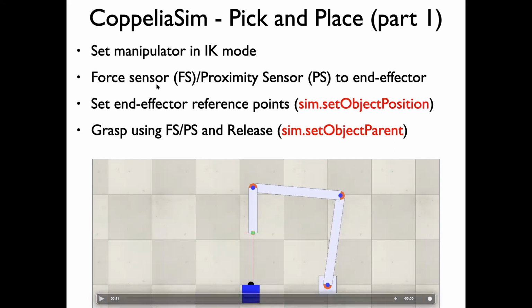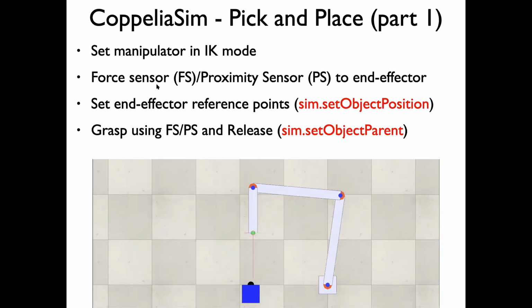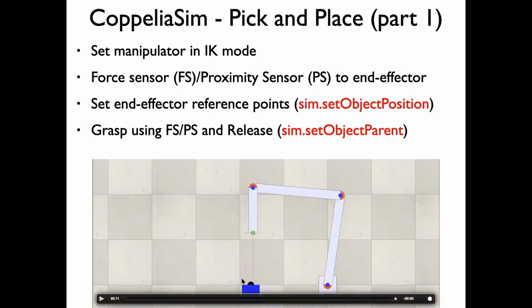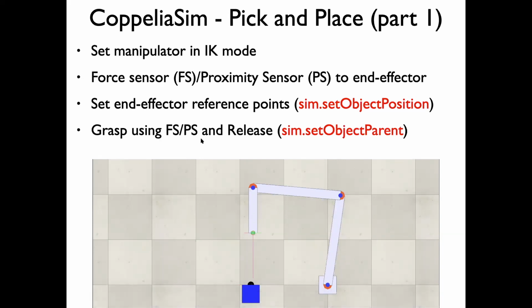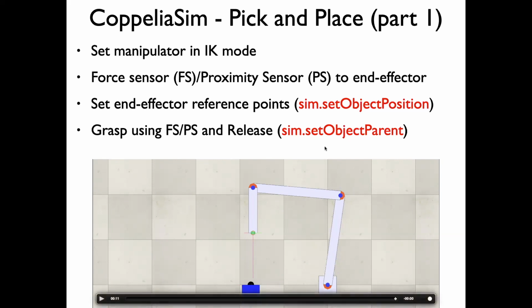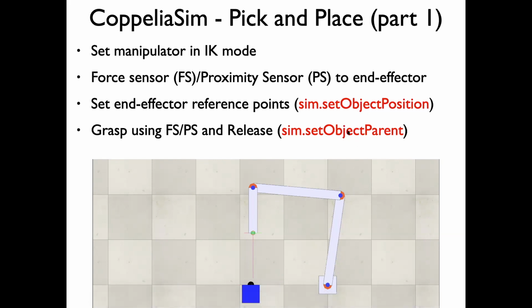So the force sensor part is new. It's not been done before. And then it's all about setting reference positions going from point A to point B. And then finally, I'll show you how you can grasp and release an object by using the connector. These are the two new commands. Well, this one is not new, but the object parent is a new command we learned today. Okay, so let's get started.